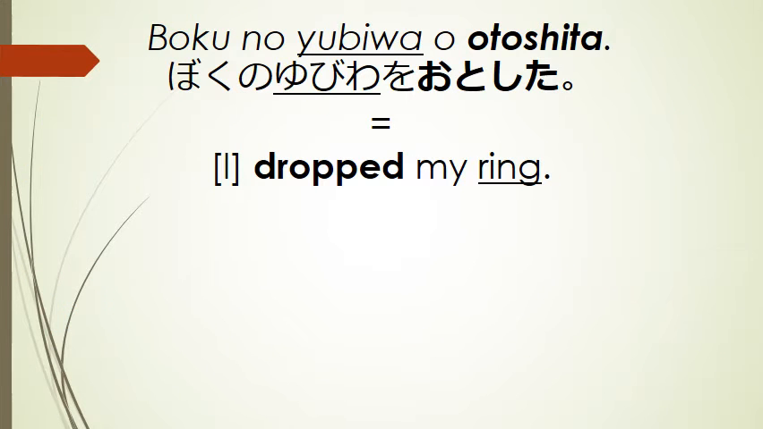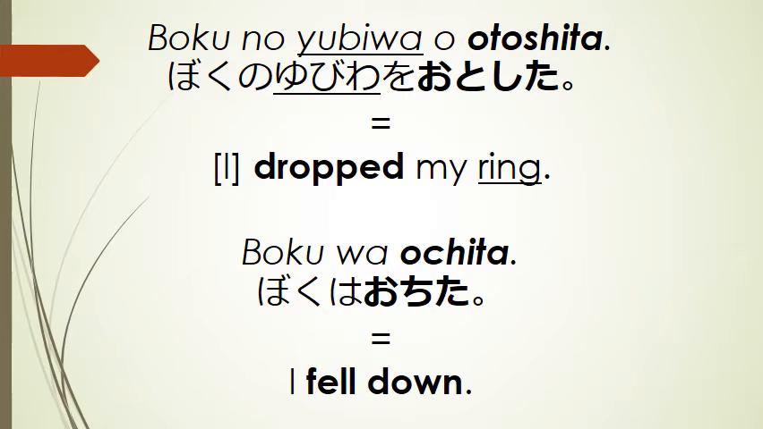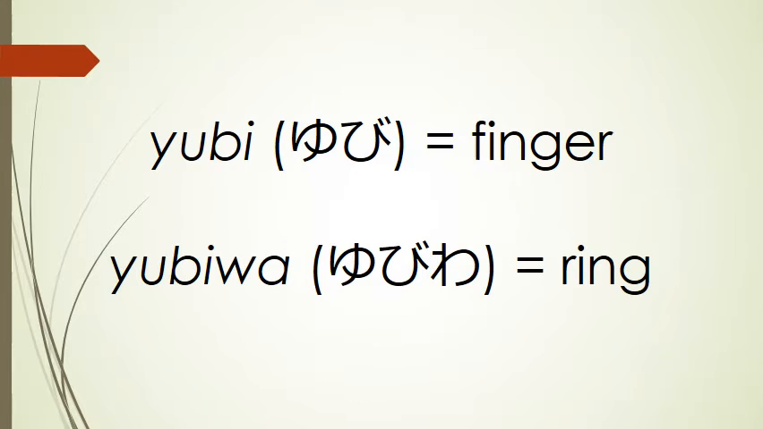So let's look at some sentences. If I said, Boku no yubiwa o otoshita, that would mean I dropped my ring. But if I said, Boku wa ochita, that would mean I fell down. The word yubi means finger and yubiwa means ring.